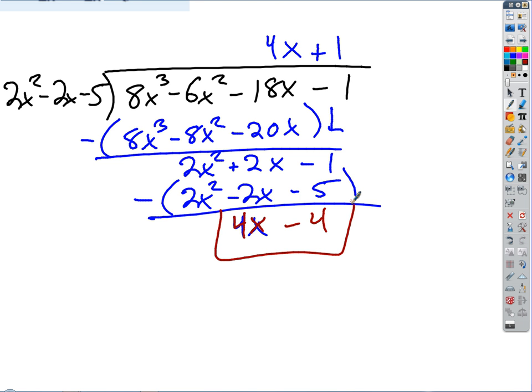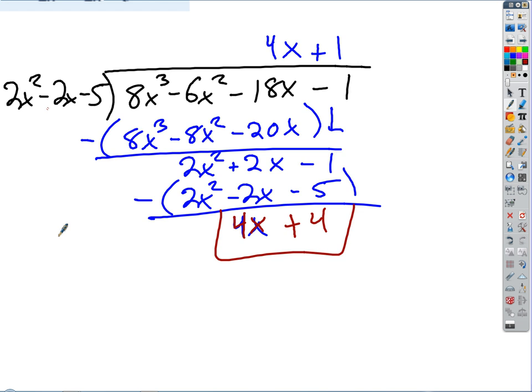Okay, so that's my remainder, isn't it? Plus 4, thanks. So, done it. There we go. Okay, so that's the remainder because now the power of x here is smaller than the power of x outside. 2x squared won't divide into 4x anymore, will it?